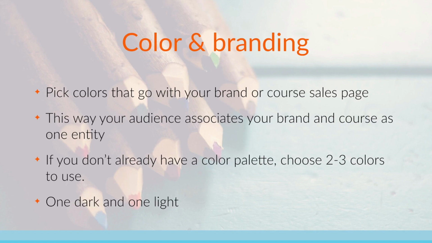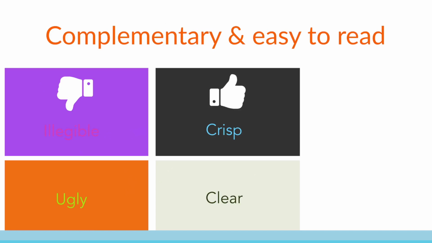If you don't have a brand or color palette picked already, that's okay. Picking colors for your slides is a really easy place to start. Choose 2 to 3 colors to use throughout your slides. Pick one dark and one light color because they stand out the best when used together, and then pick a third complementary color to use for emphasis, either in important text as the background color or in design elements, just like these blue bars at the bottom of every slide.